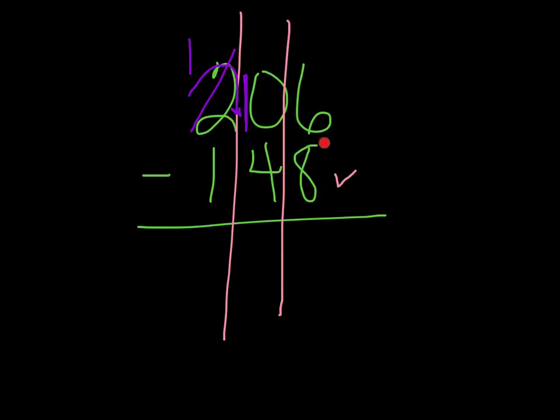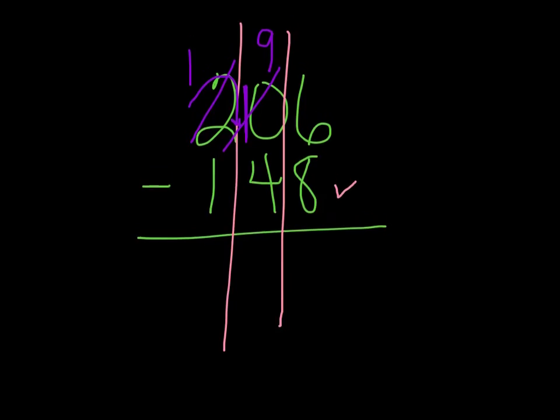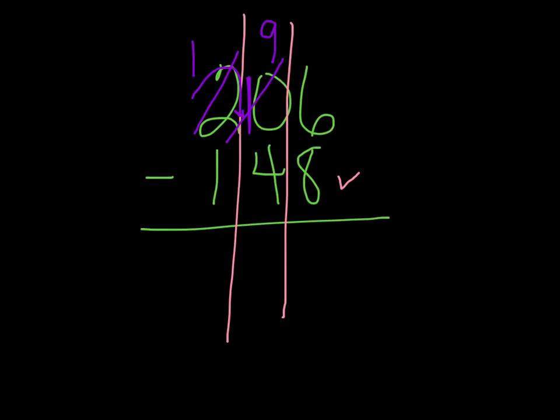Did I get to this ones column? That was the whole reason I went next door. I need more ones here. I didn't get there. So I'm going to now go to the tens column and take from it. So now I have 9 tens, and I'm going to lay it down next to the ones. So now I have 16 ones, and now I can subtract.